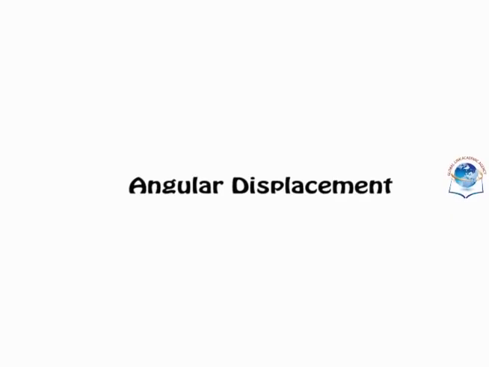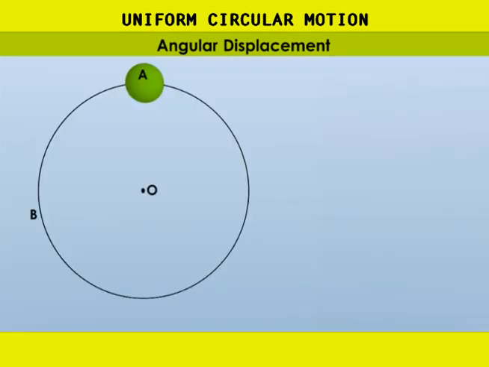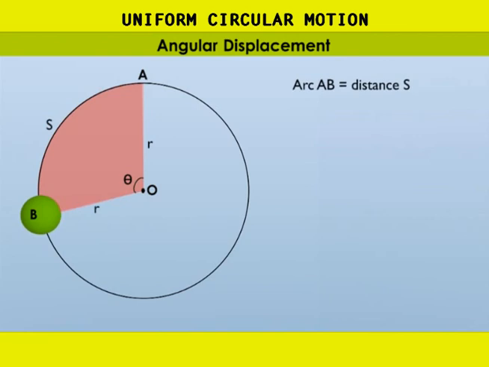Angular displacement. Now, angular displacement is defined as the angle in radians through which a point or a line has been rotated about a specific axis. It is the angle made by a body moving in a circular path. Consider a particle moving along the circular path from A to B. The arc AB represents the distance S, while the angle theta subtended by the arc AB is the angular displacement.